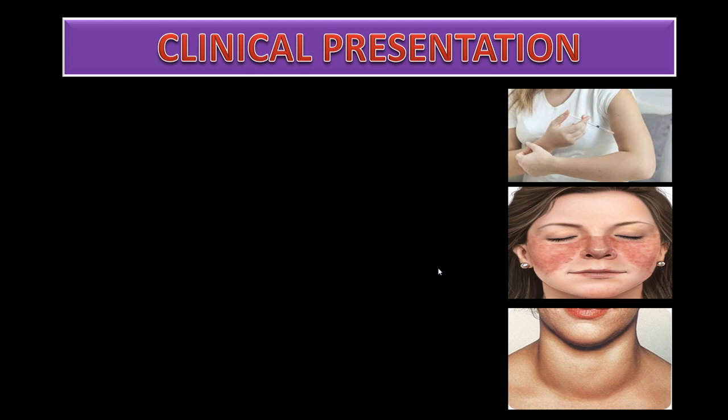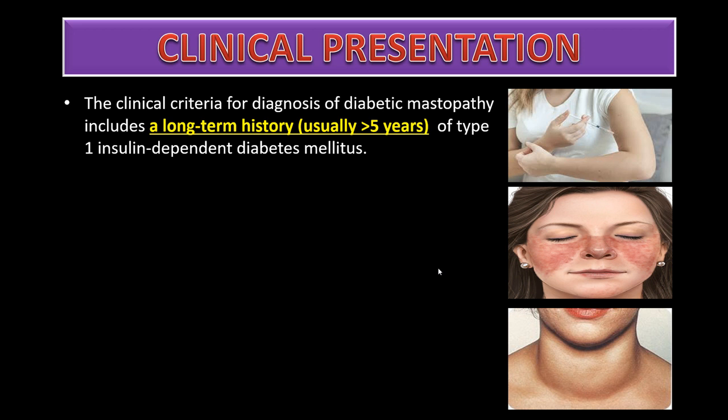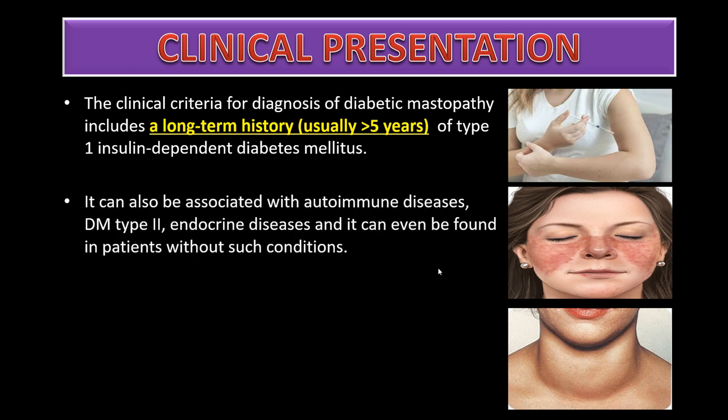Clinical presentation. The clinical criteria for diagnosis of diabetic mastopathy include a long-term history of type 1 insulin-dependent diabetes mellitus, usually more than 5 years. It can also be associated with autoimmune diseases, diabetes mellitus type 2, endocrine diseases, and it can even be found in patients without such conditions.